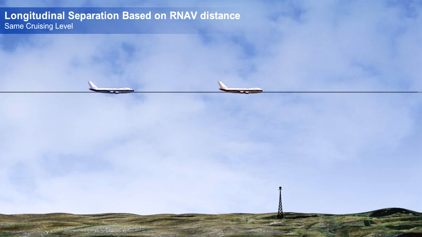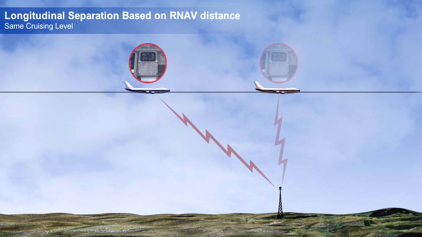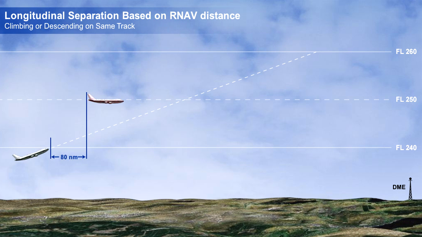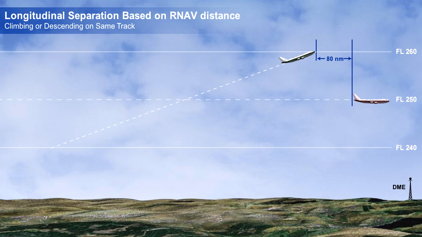The specific requirements for RNAV-based longitudinal separation procedures are: for aircraft at the same altitude, the separation is 80 nautical miles, providing that each aircraft reports position from the same point, and separation is checked by obtaining simultaneous RNAV distance readings from the aircraft at frequent intervals. For aircraft climbing or descending on the same track, the separation is 80 nautical miles, whilst vertical separation does not exist, providing that each aircraft reports distance from the same waypoint.